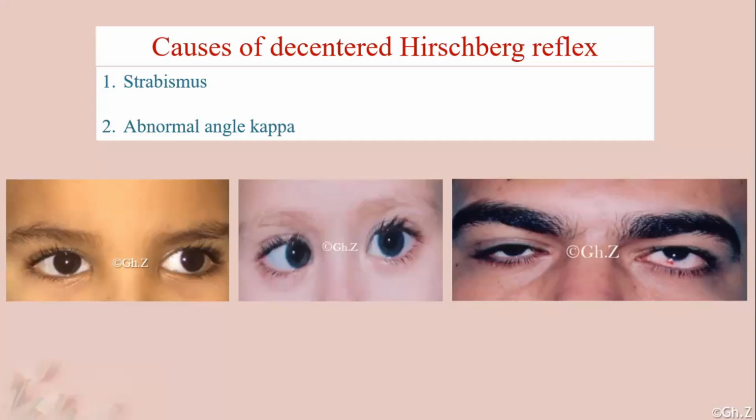Yes. As an active member said, also the degrees, because one of the additional advantages of the Hirschberg test is, again, a rough estimate of the angle. So according to the decentration, we may have an idea about the angle of strabismus, and I will cover this hopefully in the strabismus classes.